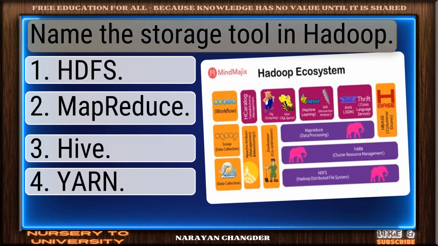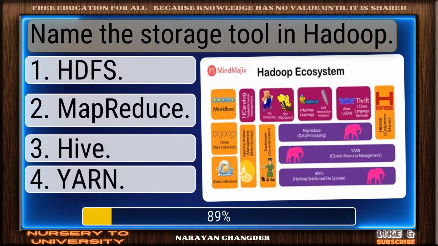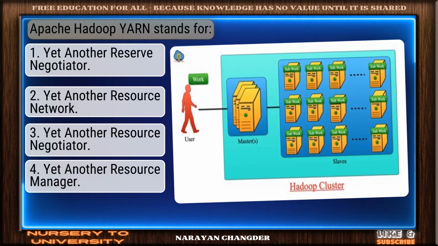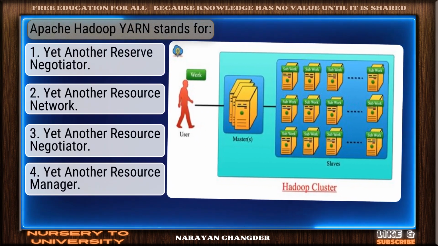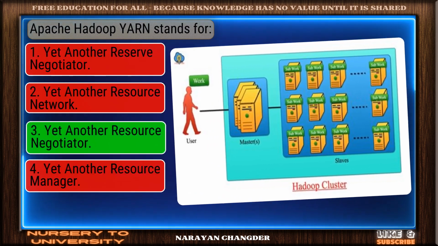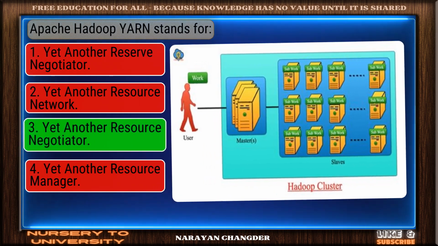Question number 63. Name the storage tool in Hadoop. Smart pick. HDFS is the correct choice. Question number 64. Apache Hadoop YARN stands for ___. Great job. Yet Another Resource Negotiator is the accurate answer.